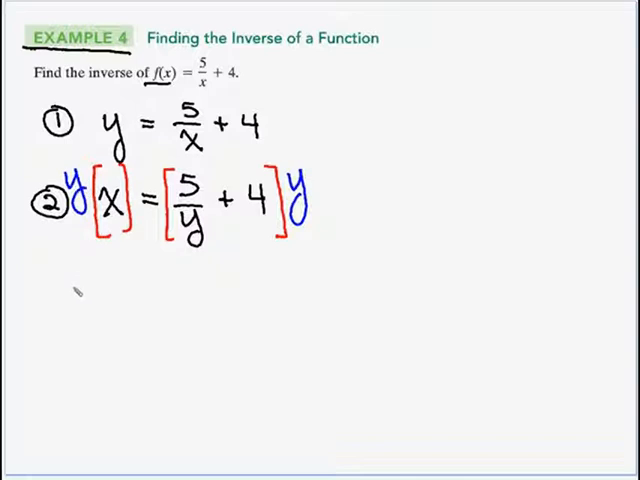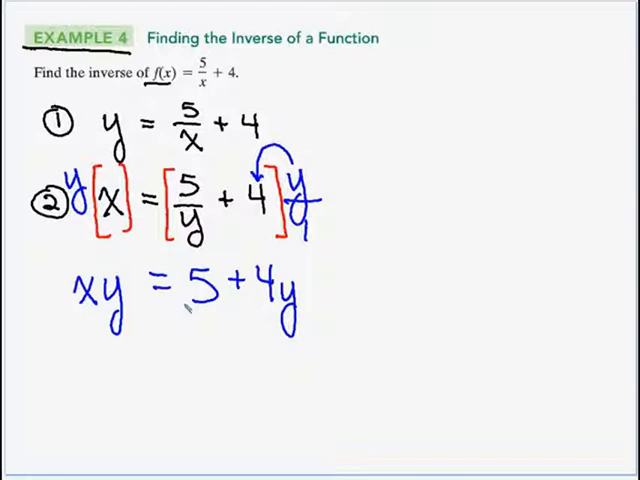So here on the left is going to be x times y equals, well, here's 5 over y times y over 1. So we're going to get 5y over y, and the y's cancel, leaving the 5, plus, and don't forget to distribute the y to the 4y. All right, again, we're trying to solve for y. So let's get all factors or all terms with a y on one side. I'm going to get them all on the left, so I'm going to subtract this one out. xy minus 4y equals 5.